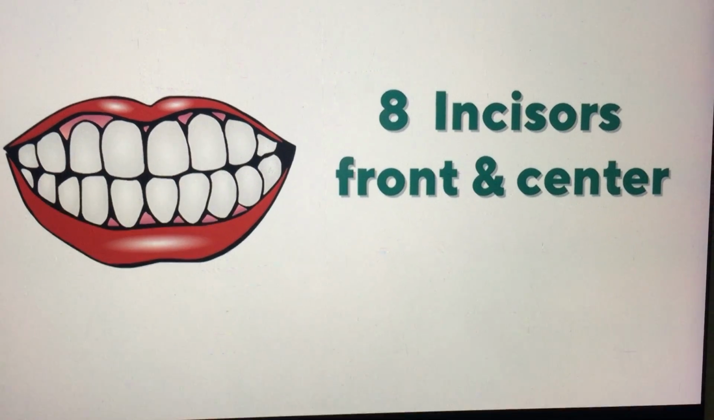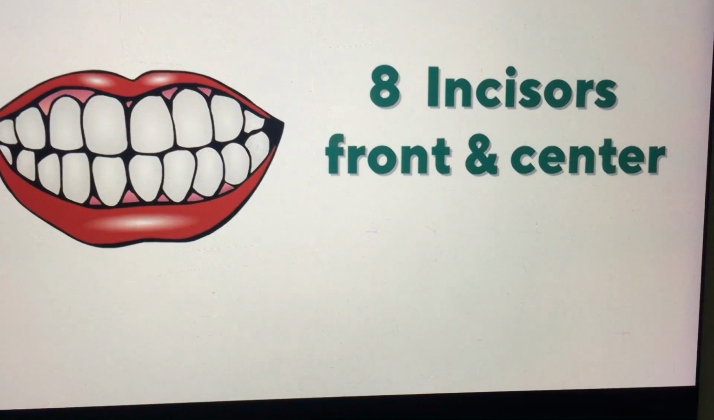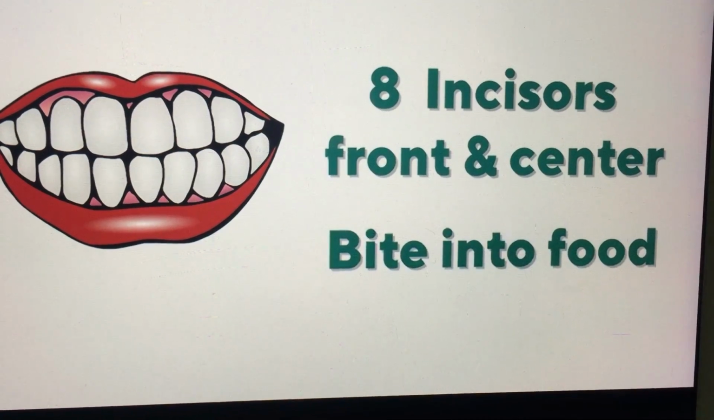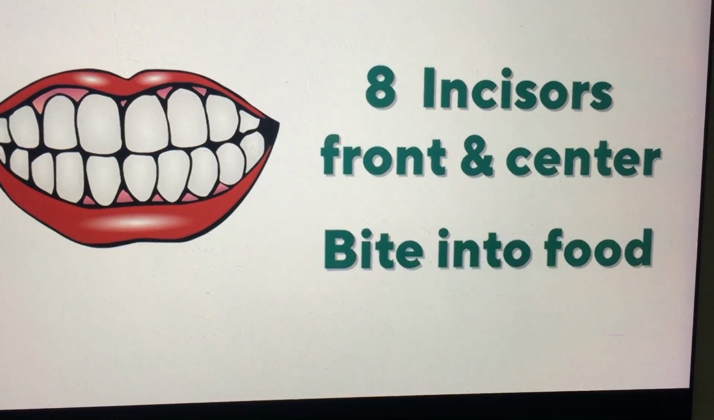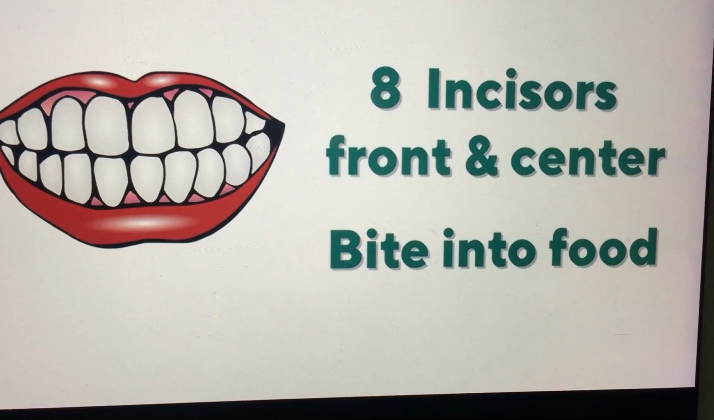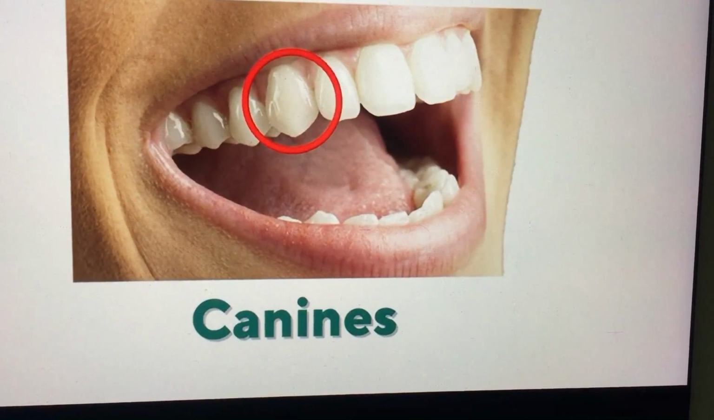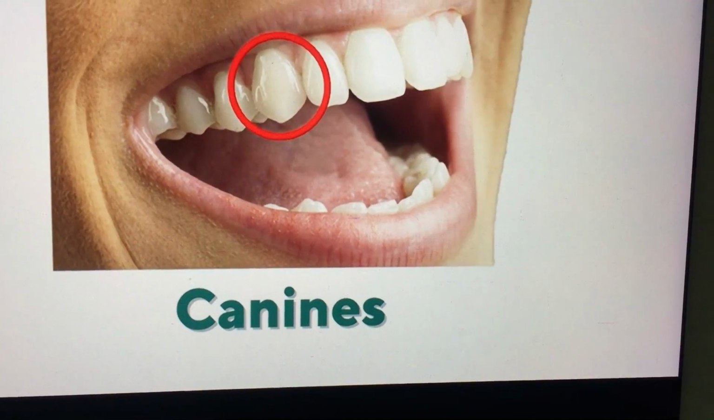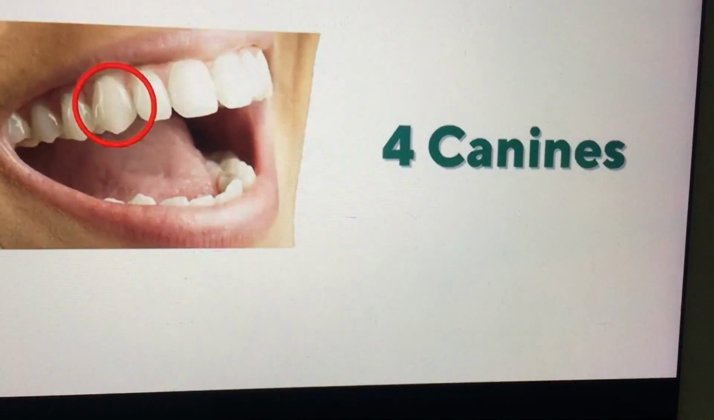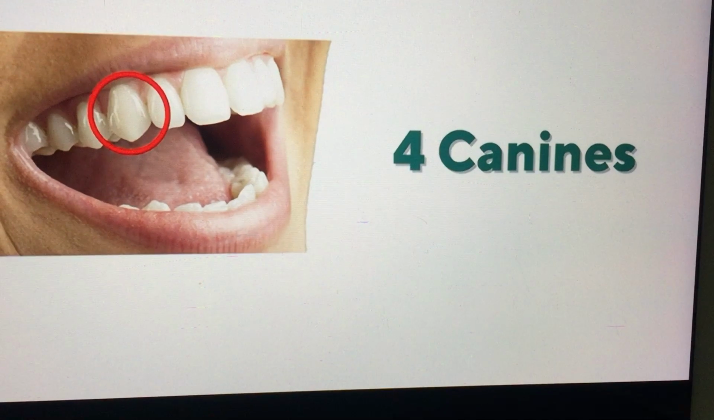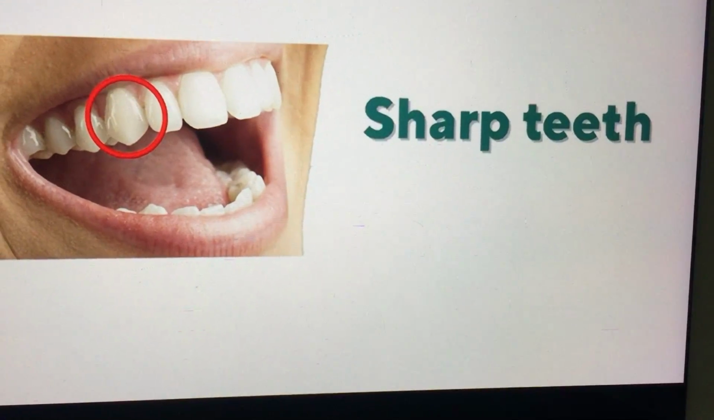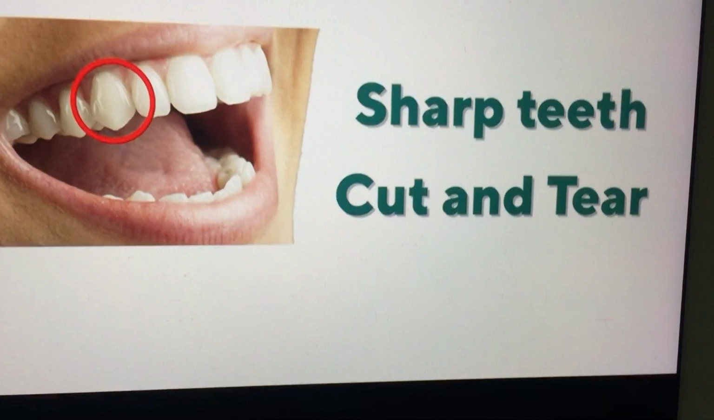They are the teeth that help you to bite into food. You have 8 of them, 4 on each jaw. Right next to the incisors are the canines. You have 4 of them, 2 on each jaw. Canines are the sharp teeth that help you to cut and tear the food.